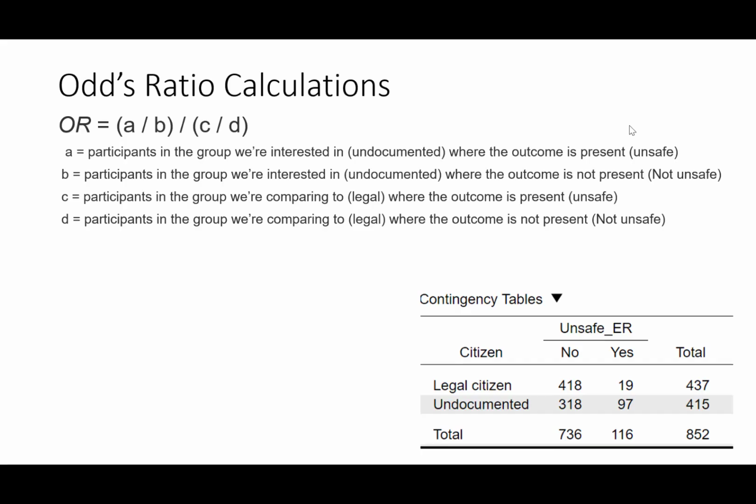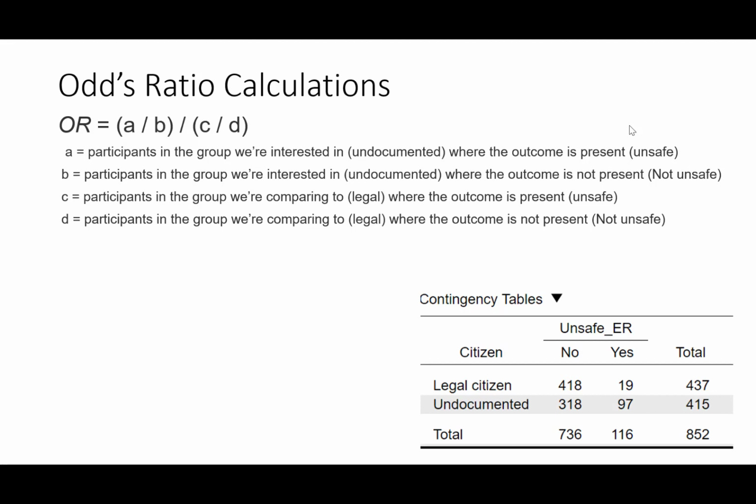To calculate the odds ratio, we're going to use the formula shown here, where we look at the likelihood of an outcome occurring in an interest group divided by the likelihood of an outcome occurring in the comparison group. This formula is the more basic form of the formula. There is another version of this where you're using multiplication, where this equation is reduced, that you can reference in your textbook as well.